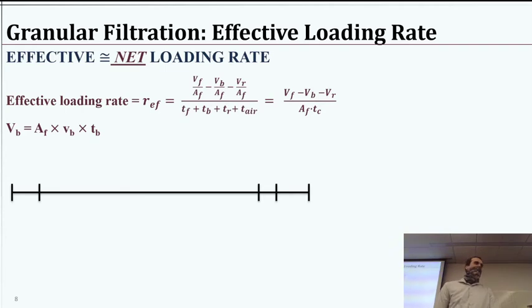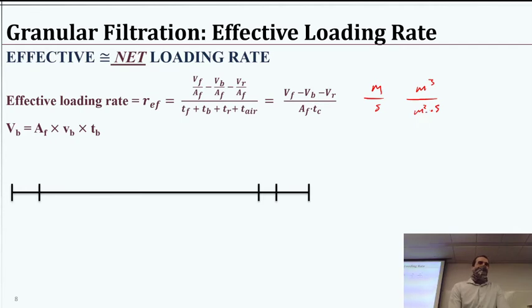So we're gonna modify VA to be like a VA prime sort of thing, where over the whole cycle time, what kind of a loading rate do we get? And we're gonna call that effective loading rate, REF. So lowercase r, subscript EF for effective. Again, this is the book's terminology, that's why I'm following it. And so this is going to be exactly the same as the loading rate in terms of units, meters per second, or cubic meters per square meter per second, something like that.